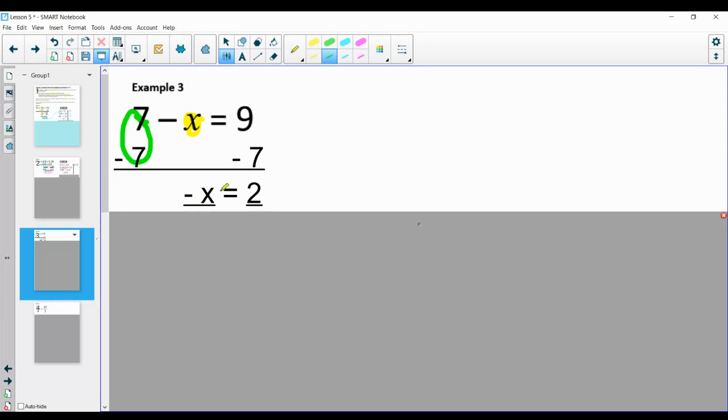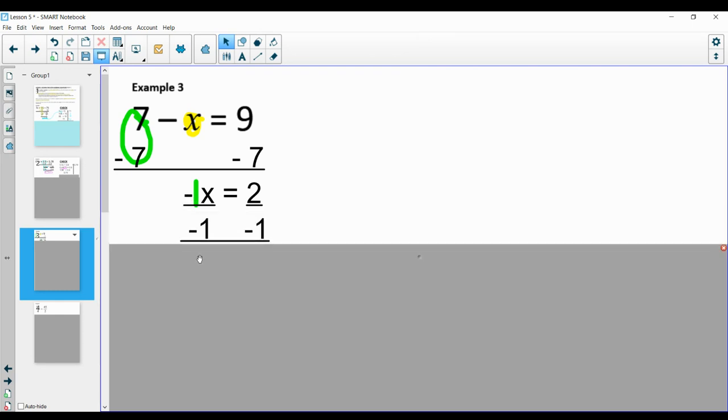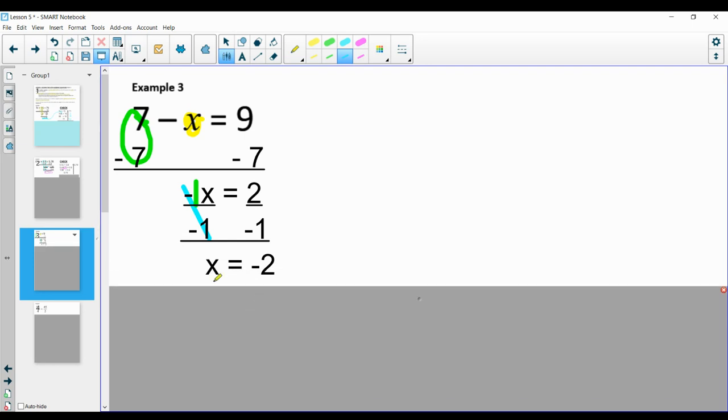This is a minus x or a negative x. But I don't want negative x. I want x. So I have to get rid of what's in front. What number is in front of the x here? The number that's in front of the x is actually a negative 1. That really says negative 1x. So to get the x by itself, I'm now going to get rid of multiplying by negative 1. So I'll divide both sides by negative 1. Remember that negative 1 divided by negative 1 is 1, so we get rid of that. We're left with x equals negative 2, your final solution.